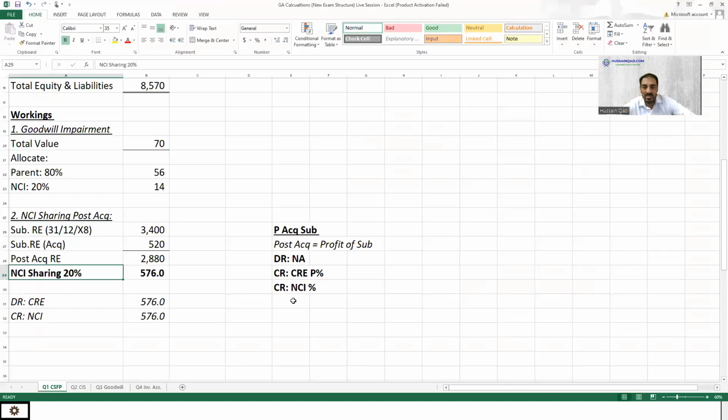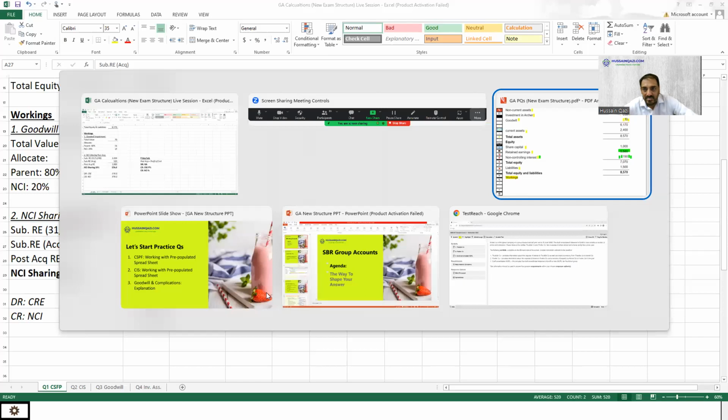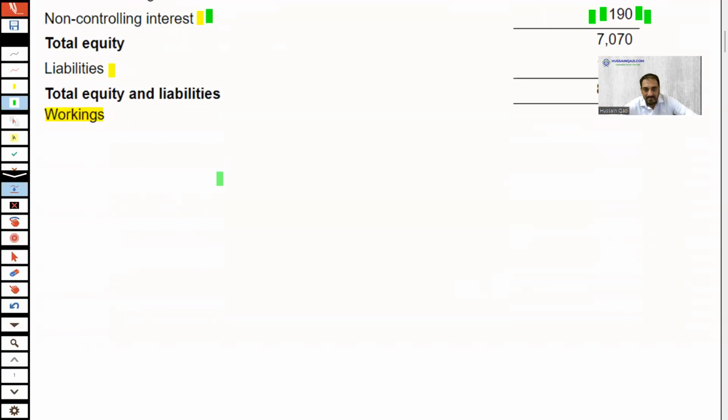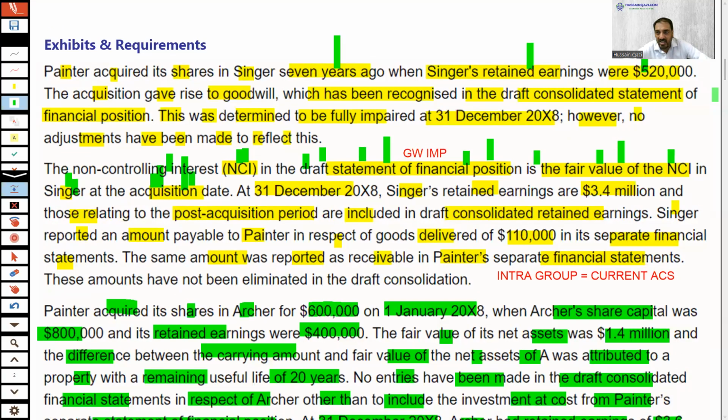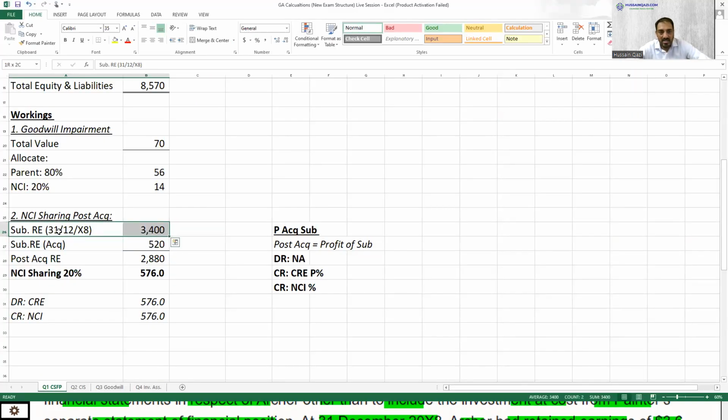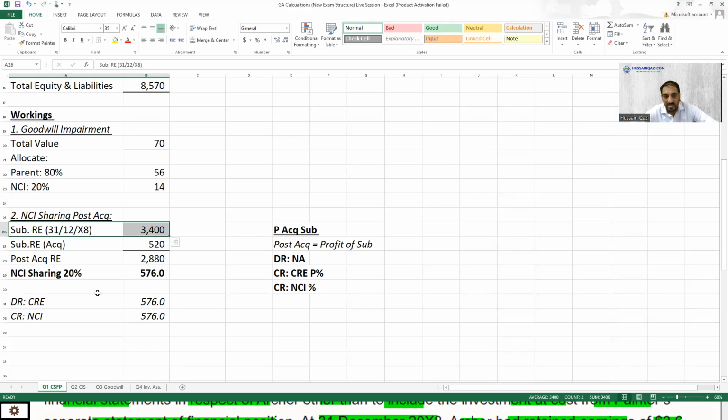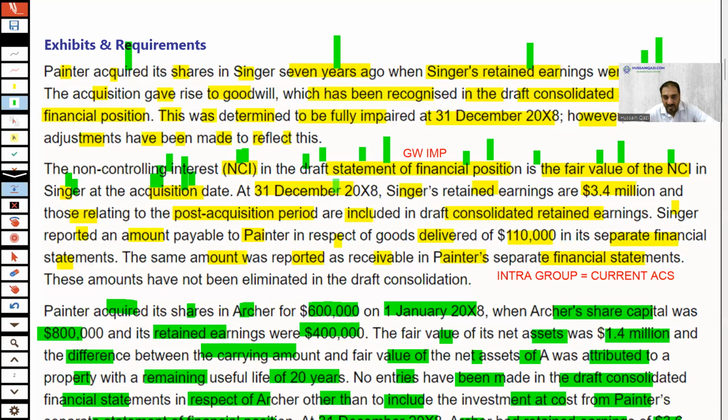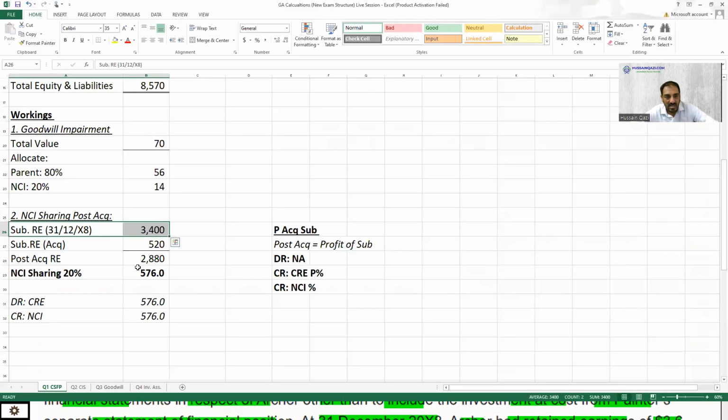So what we should do now, first of all, we need to calculate the post-acquisition profit. Here is the subsidiary post-acquisition retained earning or profit. At acquisition 520, from where we get this figure, that's the acquisition date. And 3400, that's the reporting date, 31st December exit, that's 3400. So that means post-acquisition retained earning 280.